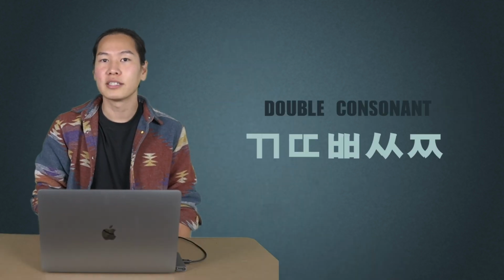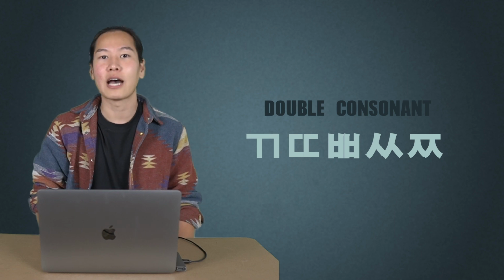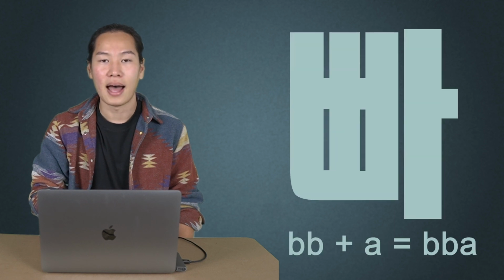There is also what's called double consonant. These have a more aggressive and sharper sound. Here is how they sound. 까, 따, 빠, 싸, 짜.